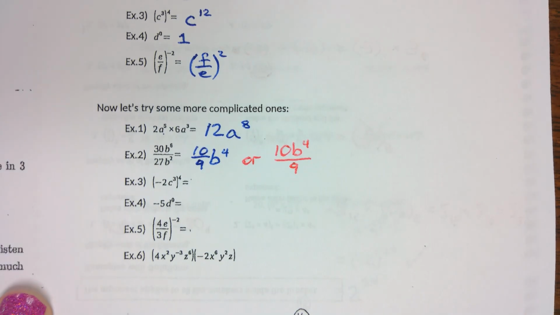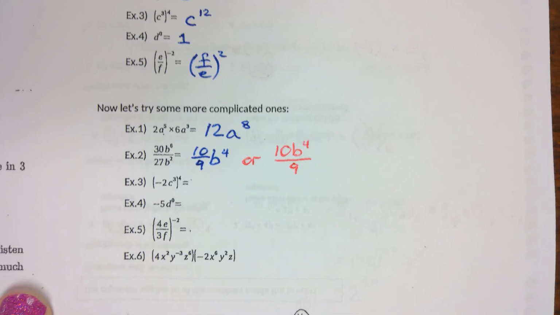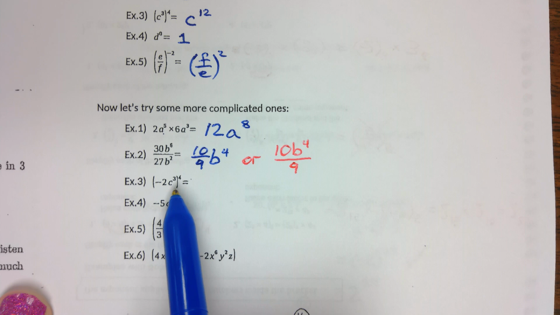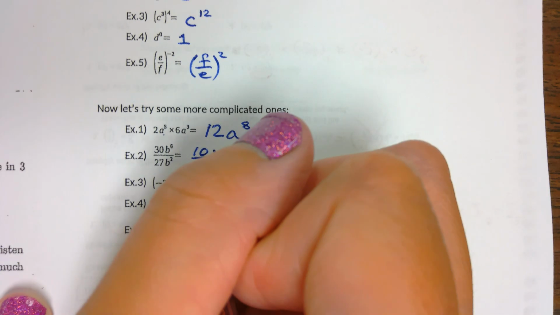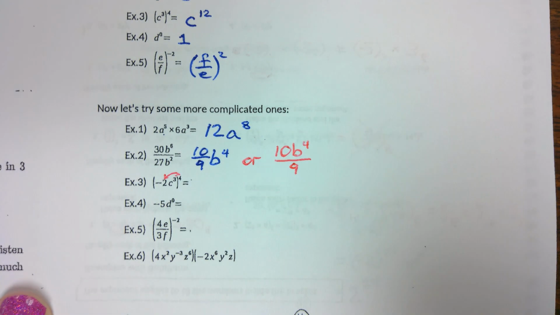Okay. This is the tricky one. Example 3. Who has this one? Who wants to give it a try? Okay, very close. Remember, your exponent applies to everything inside the bracket. Just like if this was negative 2 times c to the 3.